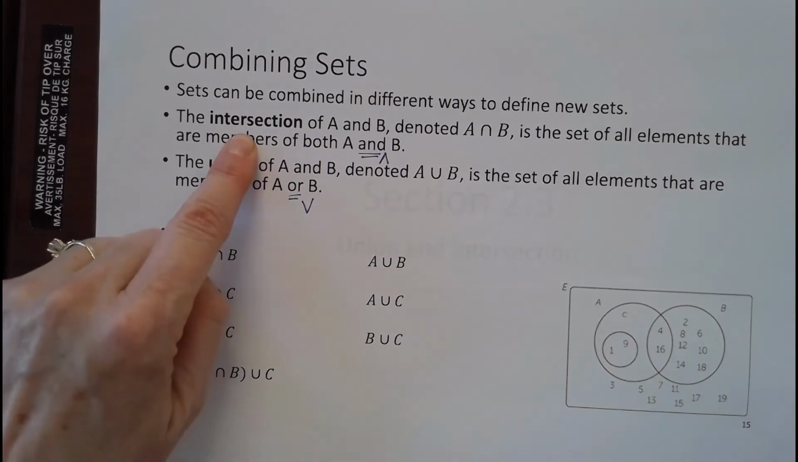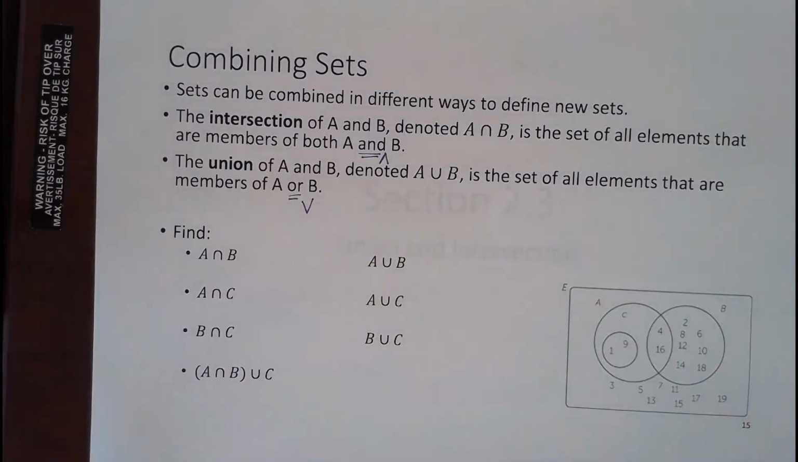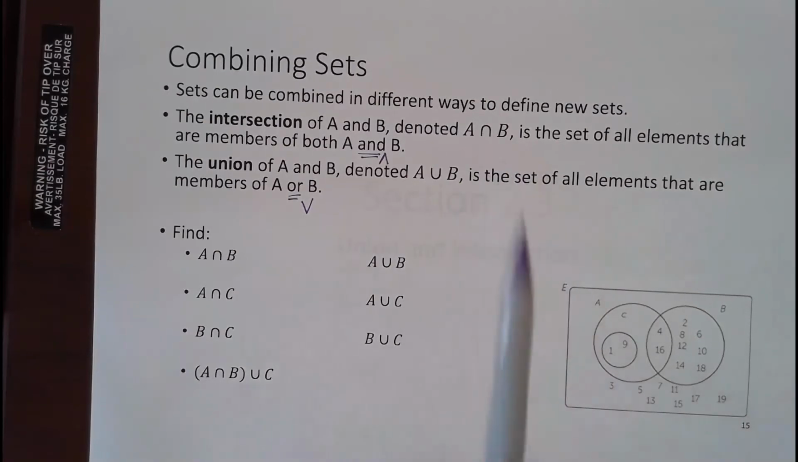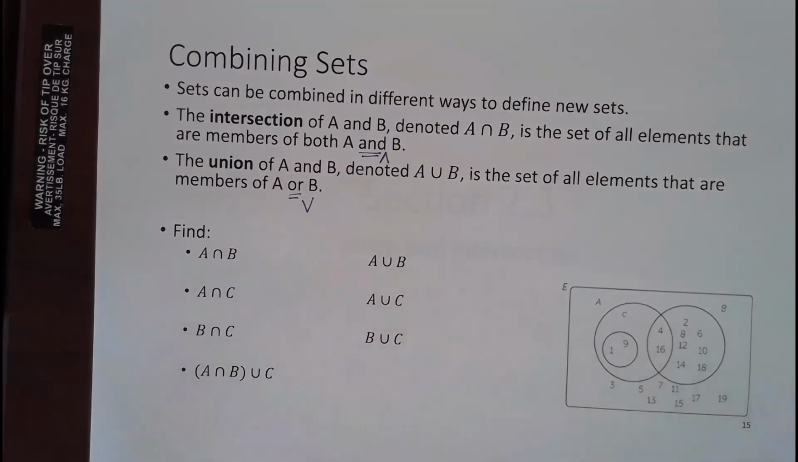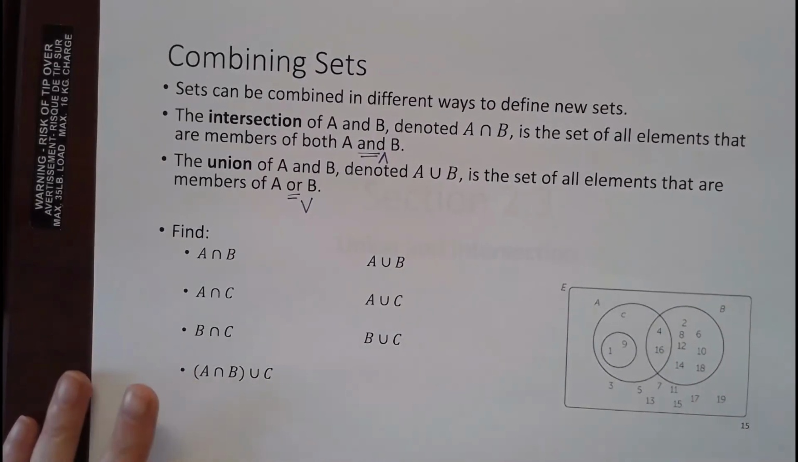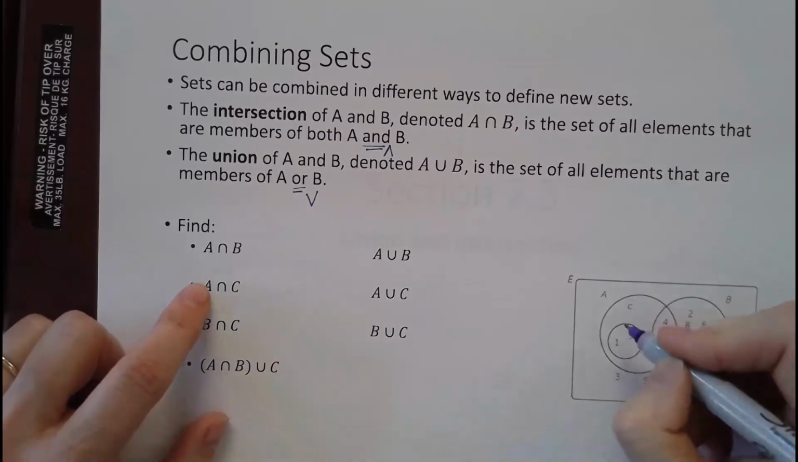Intersection, basically that's where they overlap. It has to be in both A and B, so that's their overlap. And union is I take them both and throw them into a bag and put them together. So it's either A or B or both. Put them all together.